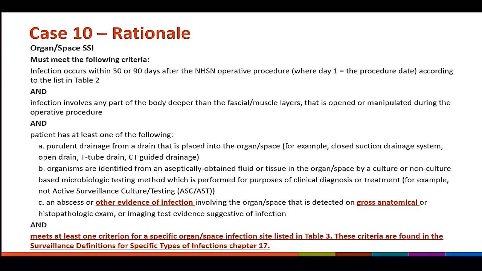Well, the date of event for this organ space SSI is February 27th, because that's the date that we noted that there was something going on within the organ space that meets criteria, and we'll talk about what that is. So we know that this is an organ space because it falls within the appropriate surveillance period in the organ space level. We have other evidence of infection that's seen on gross anatomic exam. What do we think that other evidence of infection is?